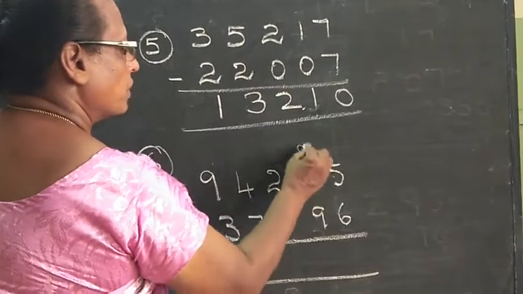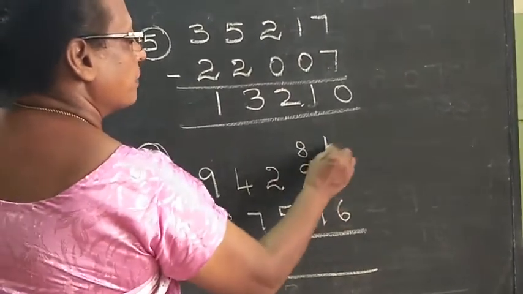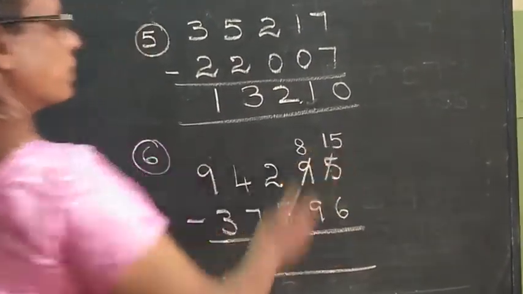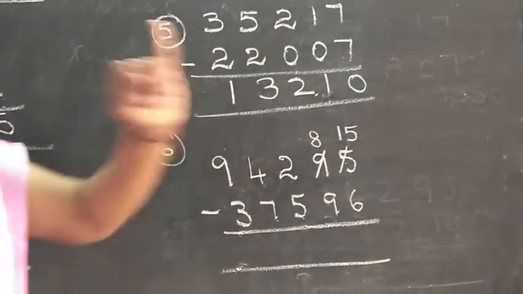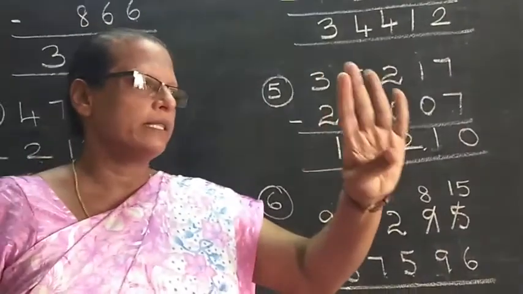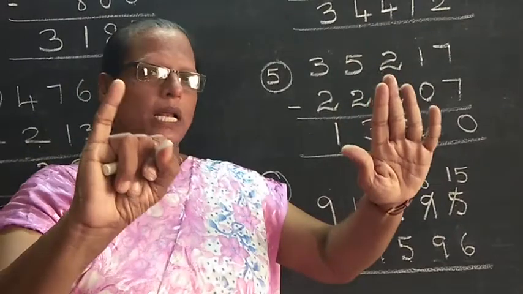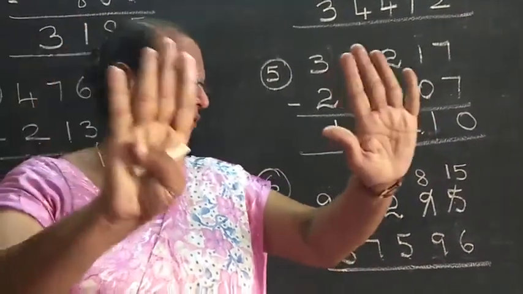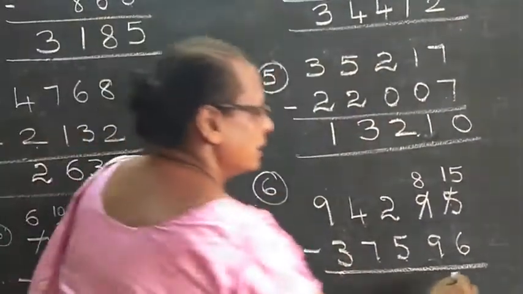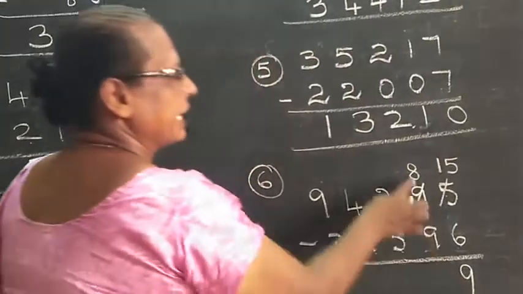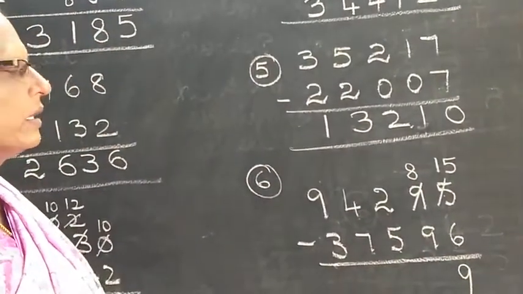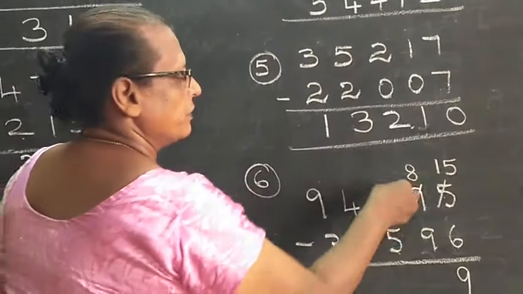You have to borrow and this 5 will become 15. After 6 you count up to 15. After 6, 7, 8, 9, 10, 11, 12, 13, 14, 15. So what's the answer? 9. After 9 can you count up to 8, children? No. So what we have to borrow?